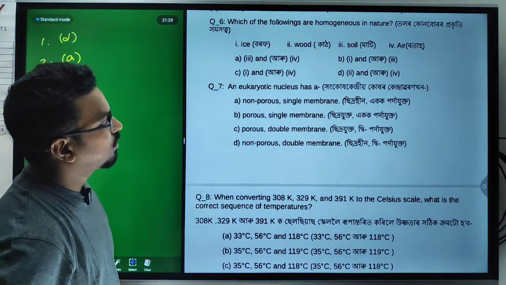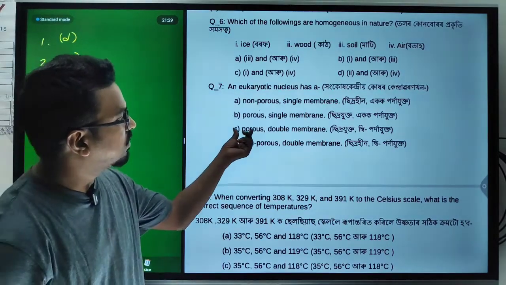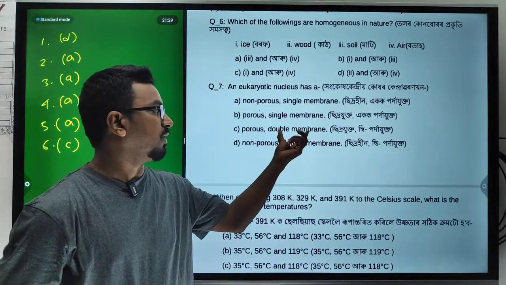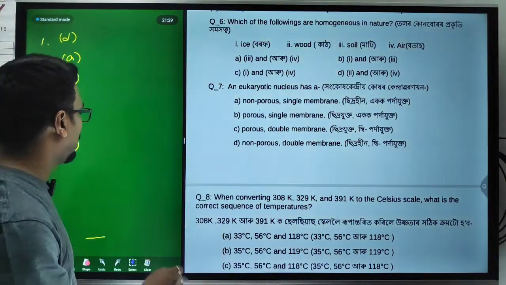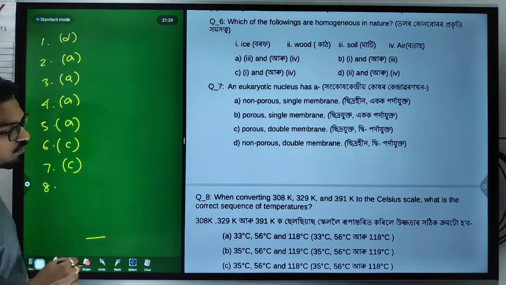An eukaryotic nucleus has porous and double membrane. Eukaryotic nucleus always has double membrane. So the option is option C. Question number 7 is C. Question number 8.